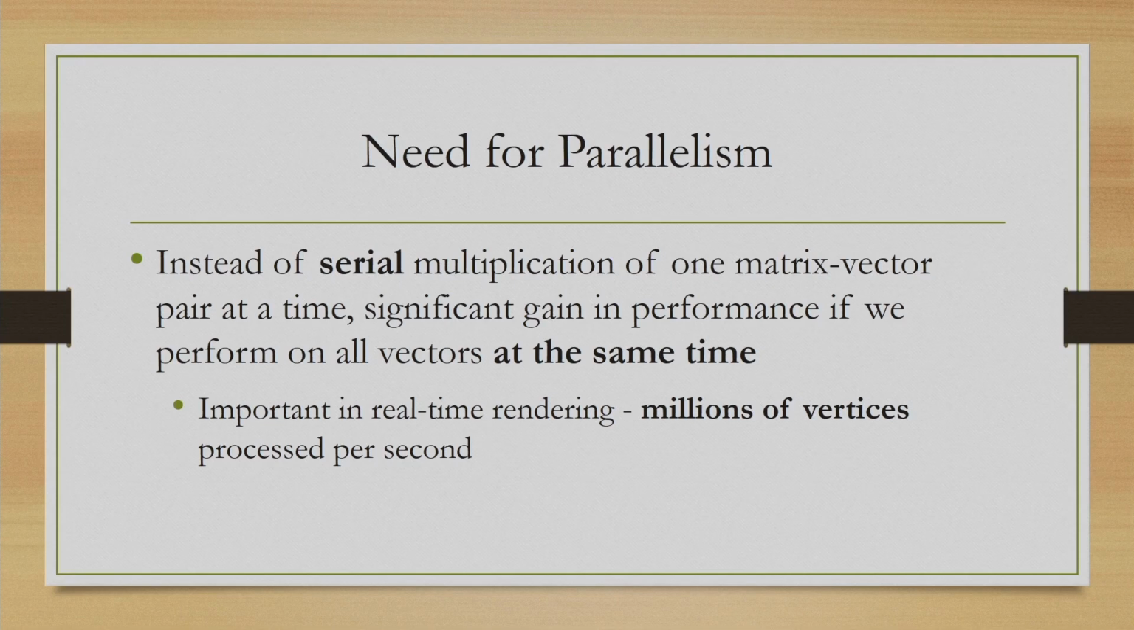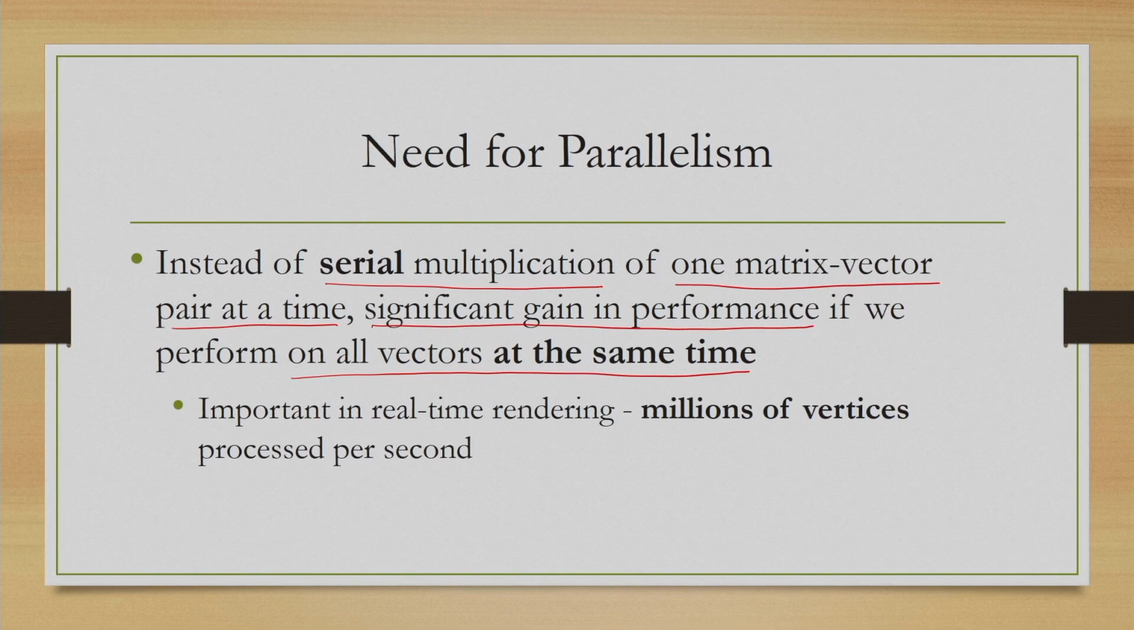Now, we are given a set of vertices that define the objects. We can go for a serial multiplication, where we perform one matrix vector multiplication at a time. However, that is not going to be very efficient, because essentially we are performing the same operation. So, instead of going for serial multiplication, if we can perform the same operation on all the vectors at the same time, that is in parallel, then we are going to have a significant gain in performance.